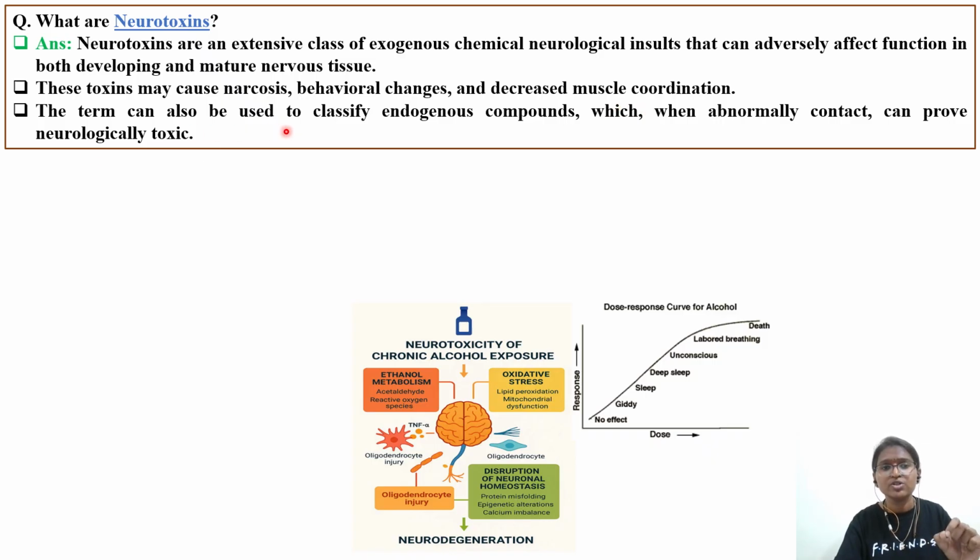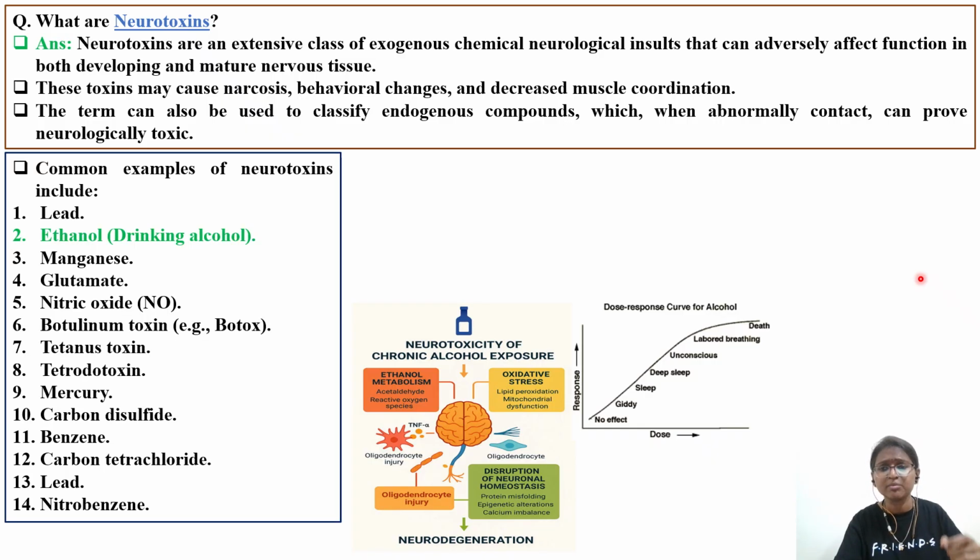The term neurotoxins can also be used to classify endogenous compounds. Certain times our body itself will produce certain neurotoxins which, when abnormally present, can prove neurologically toxic. What are those examples? We'll see in some other video. Common examples of neurotoxins include a metal called lead, which is going to be neurotoxic particularly in the case of children. But our video is restricted to ethanol. Upon drinking alcohol, ethanol will cause neurotoxicity. Pause the video here and read about other examples.